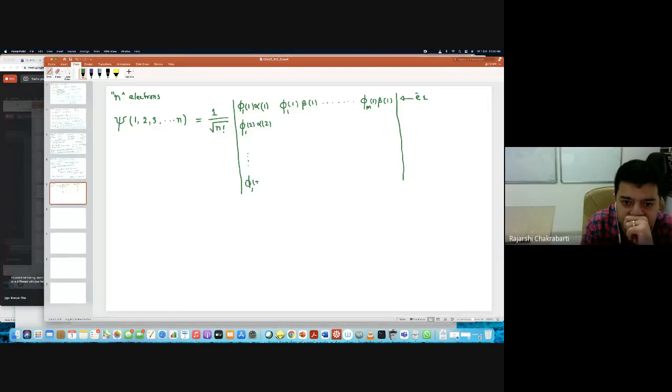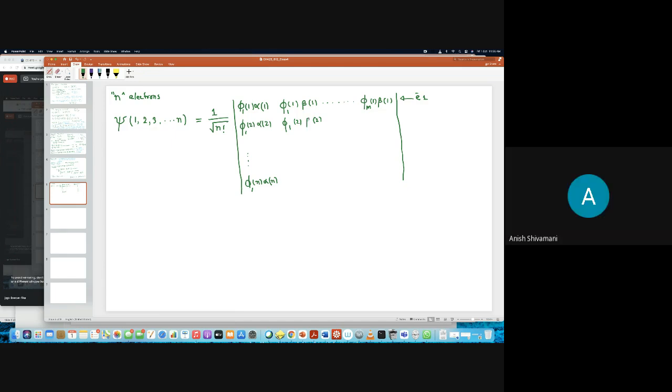1, but for the nth electron, alpha n. Okay, this is fine. Similarly, I can go diagonally. What will be this term? Can you tell me? You can go from here to here. If I go along this, it has to be a function of 2, isn't it? This is going to be phi 1, 2. What is this? Beta 2.